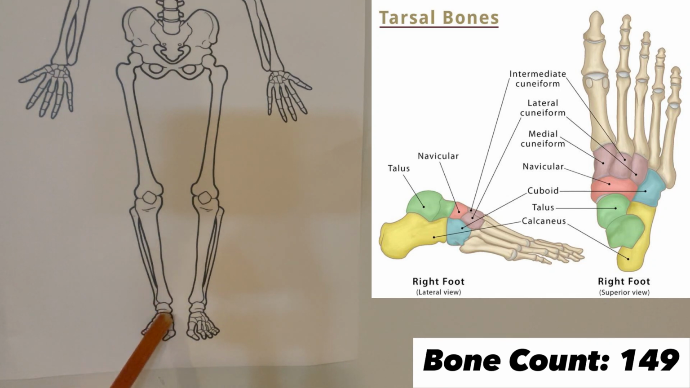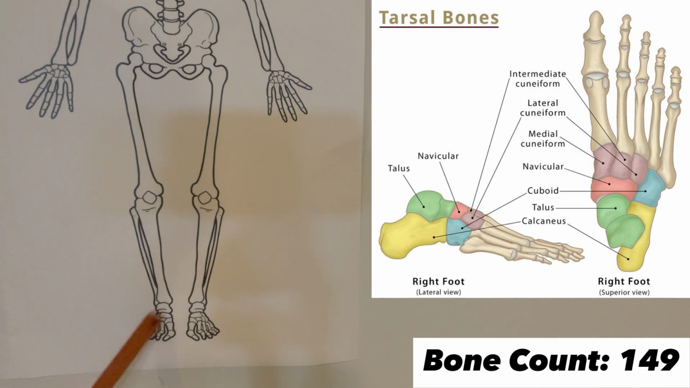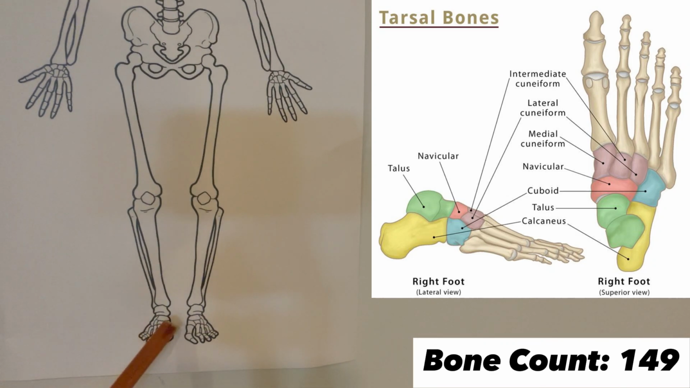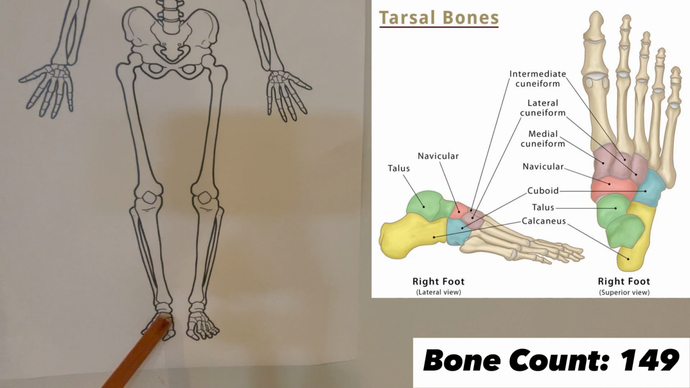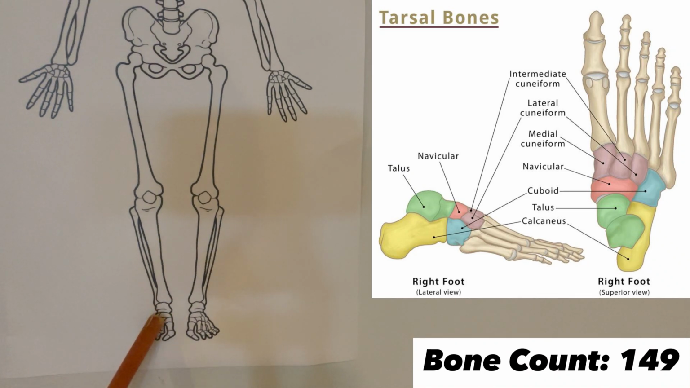We have in front of the talus the navicular bone, which is this trapezoid-shaped bone right here. On the left side of the navicular, this longer one is the cuboid, and then in front of the navicular and to the right of the cuboid, we have 3 cuneiform bones, which are the medial cuneiform, which is closest to the inside of the body. Then the middle one is the intermediate cuneiform, and the one on the outside, directly next to the cuboid bone, is the lateral cuneiform. So medial, intermediate, lateral.